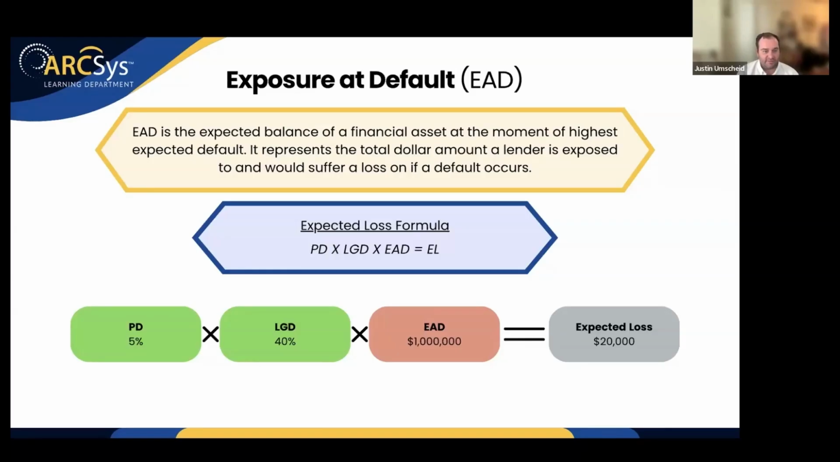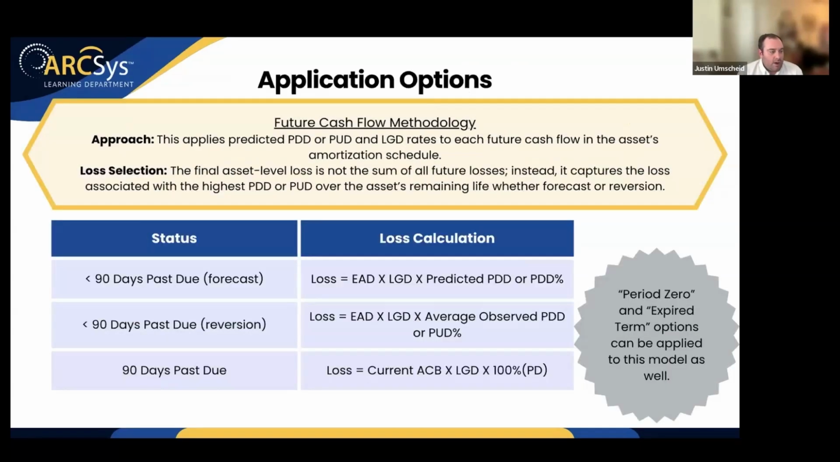But overall, the calculation here is very simple. Once you have those things ironed out, probability of default percentage times loss given default percentage times our balance, whether it's the current balance today or that exposure at default in the future, that equals our expected loss in a PD model. Now, and this is kind of what I was getting at here with the application, we have to consider 90 days past due loans differently, and you'll see that at the bottom here. So, right, when we have loans that are 90 days past due or greater, the allowance is very, very simple when calculated. It's the current amortized cost basis times the loss given default times 100% expectation of default.